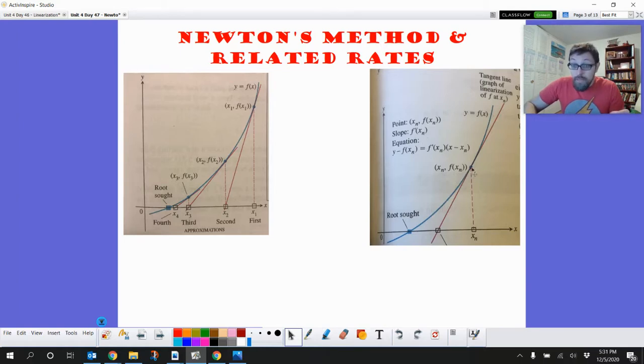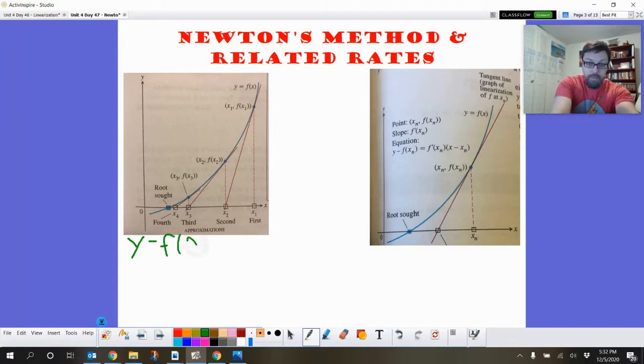And then we also can find the slope at that point. That's just the derivative of f of x sub n. And then you get this equation. And we want to try to figure out, okay, what is this new point as we move down that line? So we're going to take our equation for the line. So y minus f of x sub n equals f prime of x sub n, x minus x sub n.